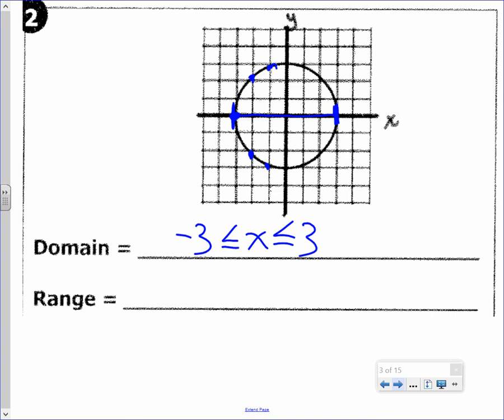It's time for range. So the range is your y values. You go from bottom to top. It's the same thing. Look at y's kick in from here and stop there. That's your possible y values.